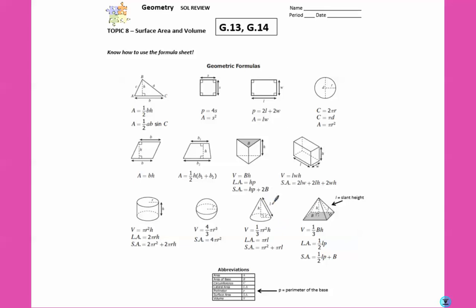Also, this L that's in the cone and on the side of the pyramid, that stands for slant height. That's the one abbreviation that they don't tell you, or it's not quite as intuitive as H for height or R for radius. Another thing to be careful of is when it says little p and it says it's perimeter, but in these formulas here, it means it's the perimeter of the base.